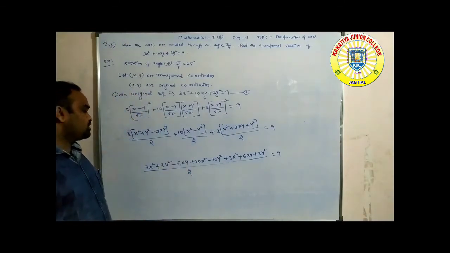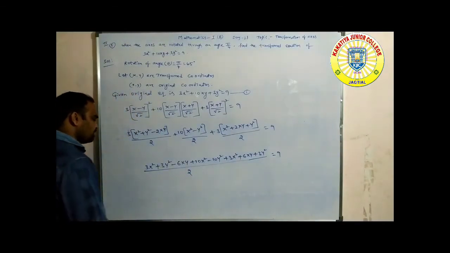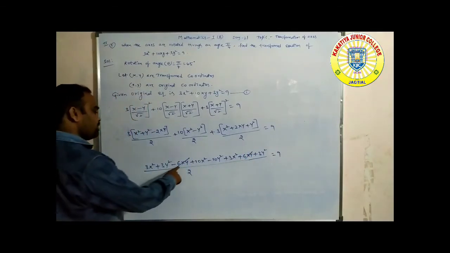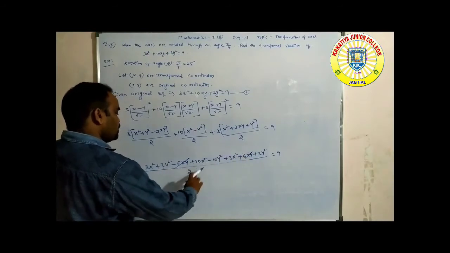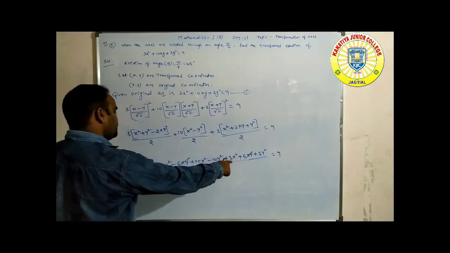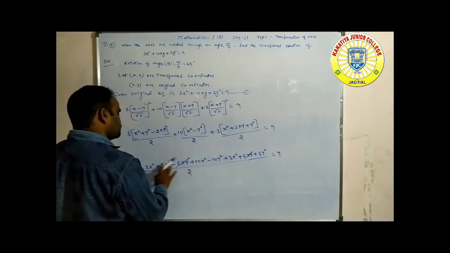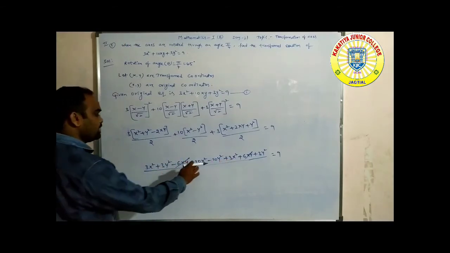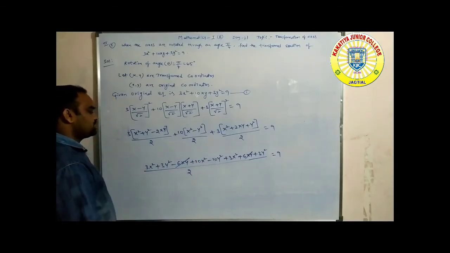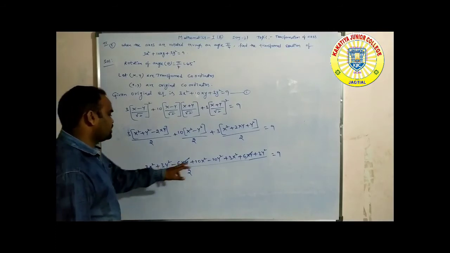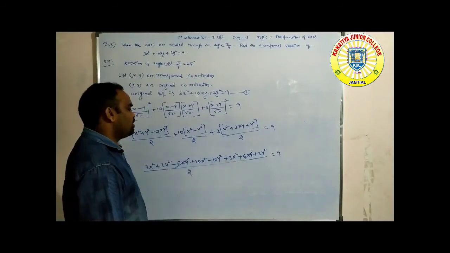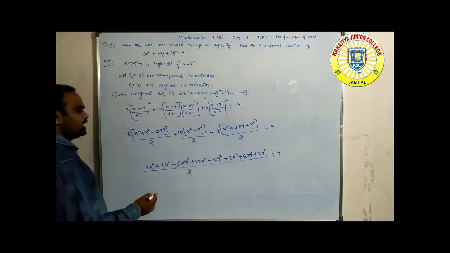2 into 9, which one, sir? 18. Now here, minus 6xy plus 6xy cancel. 2 into 9 is 18. Remaining: 3x square plus 3x square plus 10x square, 13x square, plus 3x square. What is the value? 16x square.